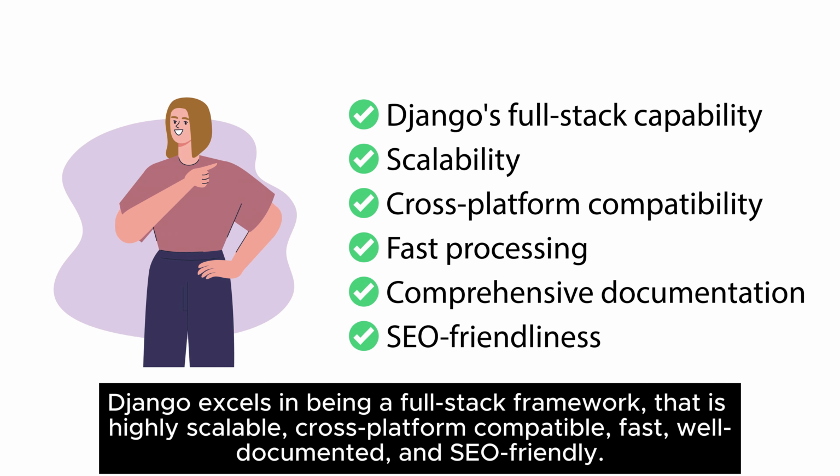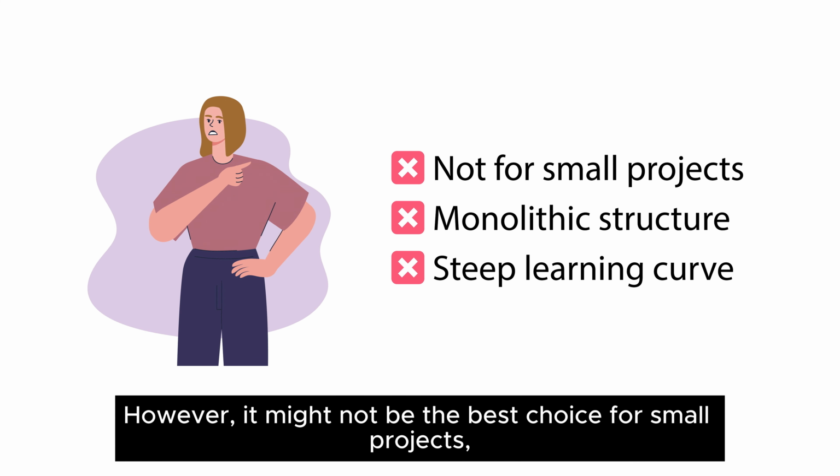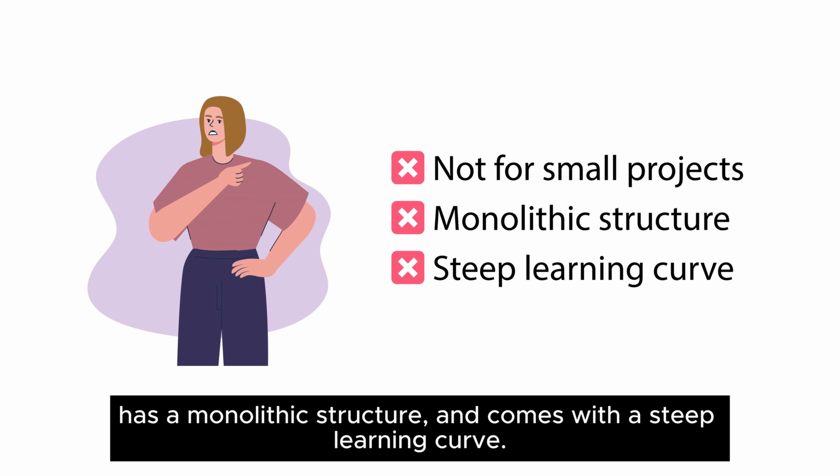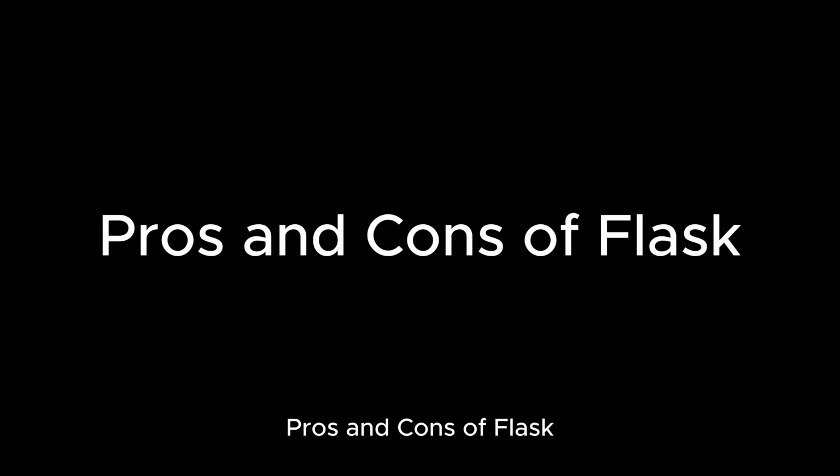Pros and cons of using Django. Django excels in being a full-stack framework that is highly scalable, cross-platform compatible, fast, well-documented, and SEO-friendly. However, it might not be the best choice for small projects, has a monolithic structure, and comes with a steep learning curve.